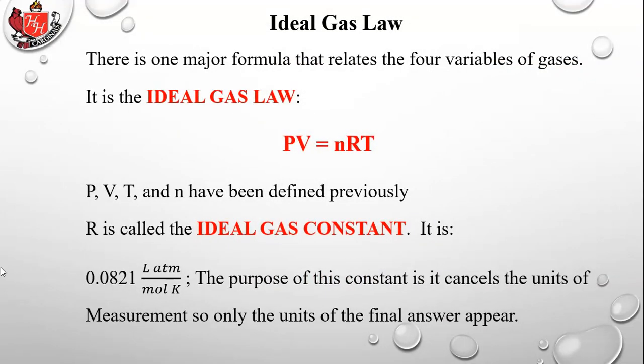Okay, there's one major formula that relates all 4 variables of gases, and that's called the ideal gas law. And it's PV equals nRT. So P, V, T, and n have previously been defined. That's pressure, volume, temperature, and number of moles. R is called the ideal gas constant, and it's equal to 0.0821 liter atmospheres over moles Kelvin. The purpose of this constant is it cancels the units of measurement so that only the units of the final answer appear. So I'll show you some examples of that.